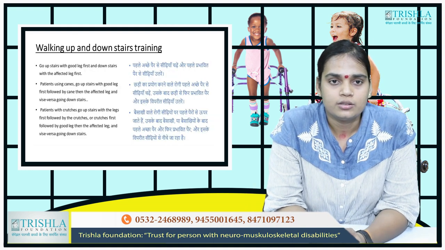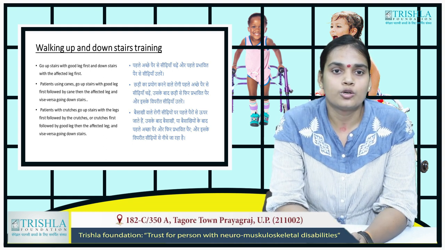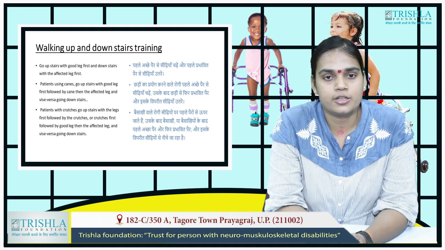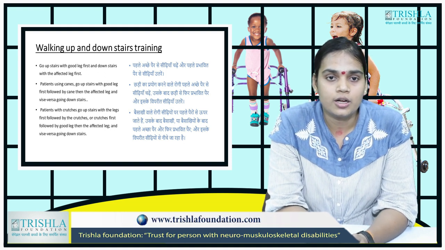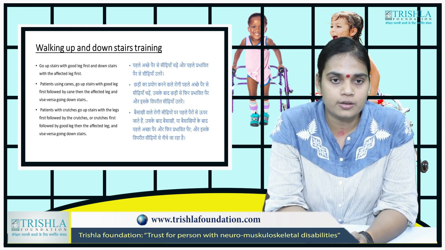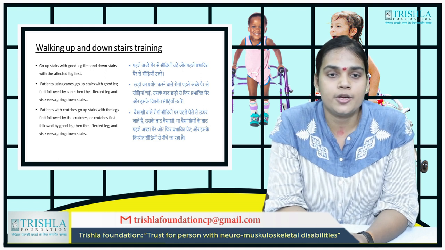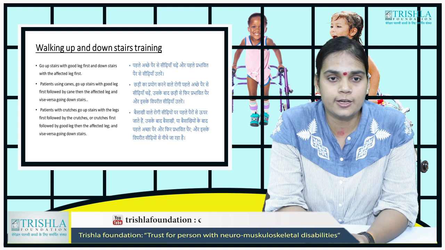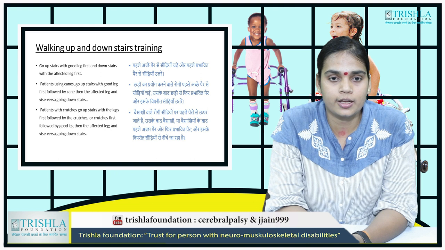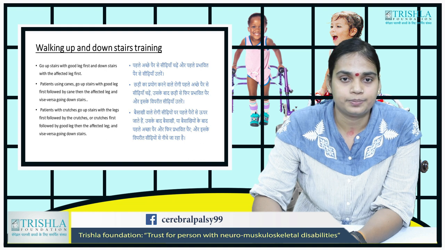How will you teach your child walking up and down stairs? Go up the stairs with the good leg first and down the stairs with the affected leg first. A patient using a cane goes up the stairs with the good leg first, followed by the cane, then the affected leg, and vice versa going down. A patient with crutches goes up the stairs with the crutches first, followed by the good leg and then the affected leg, and vice versa going down.